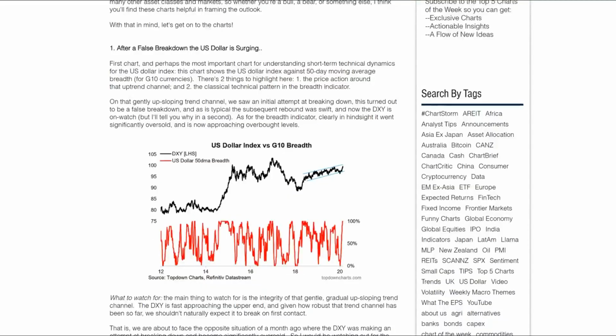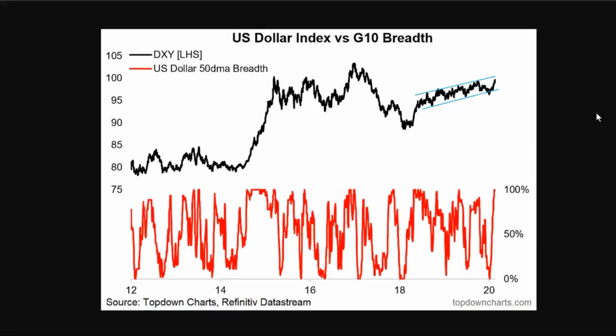So the first one here: after a false breakdown, the US dollar is surging. We'll blow the chart up a bit bigger. In this chart, the black line is the US dollar index, and the red line is G10 breadth. That's taking the 50-day moving average breadth indicator that you often see for the stock market and applying it to, in this case, the currency markets. So it's what proportion of those currencies the US dollar is trading higher than its 50-day moving average against.